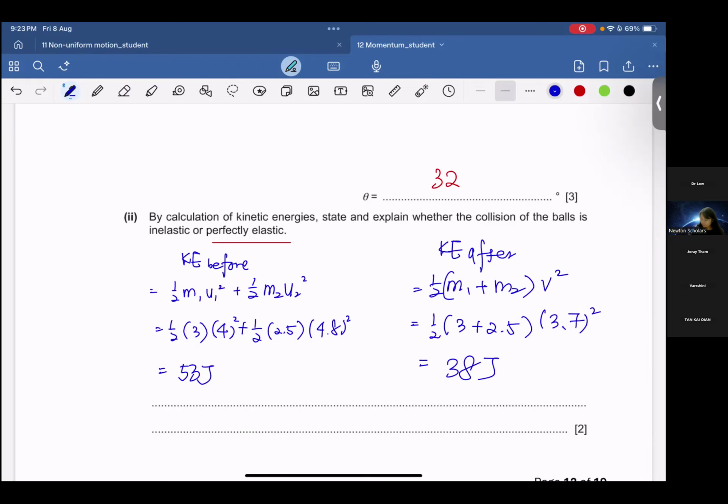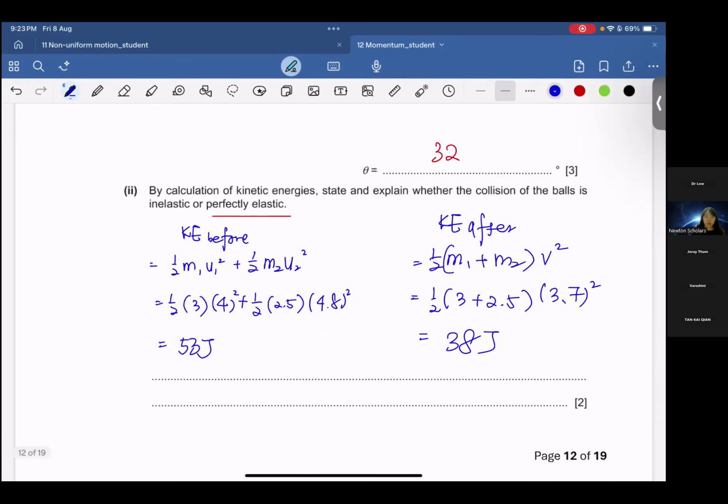Yes, Kai Tian, your answer is correct. They belong to inelastic collision, because the kinetic energy is not conserved. Okay, the kinetic energy after collision is less. Some of the energy has already changed to heat or sound.